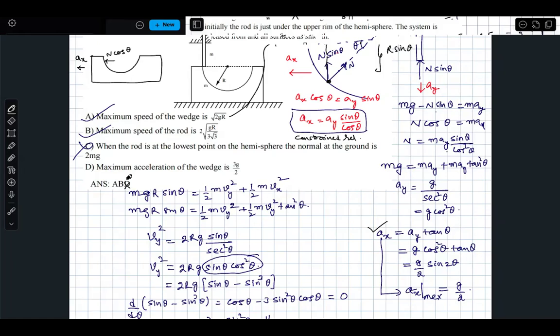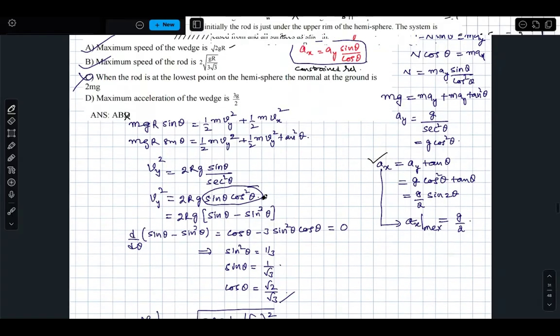Are we clear? They have given 3g by 2. Maximum acceleration of the wedge is 3g by 2. As per my observation, maximum acceleration is g by 2. So if you consider this, this is the case when theta is 45. In that case, what happens to a_y? For the same case, what happens to a_y?